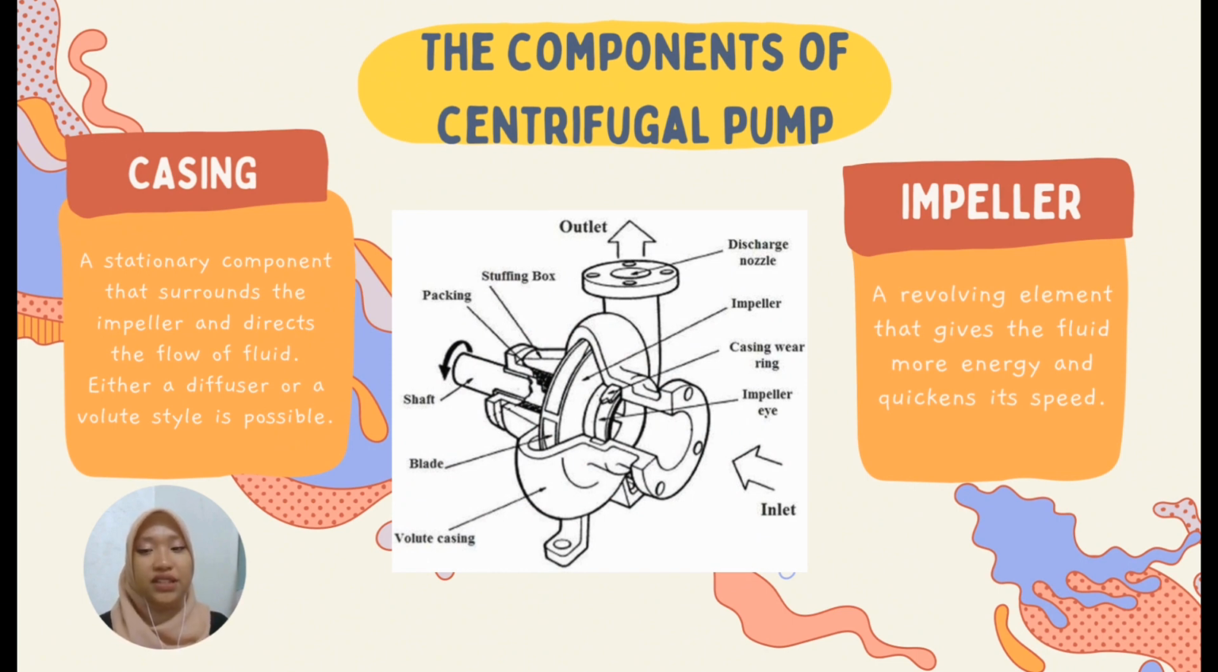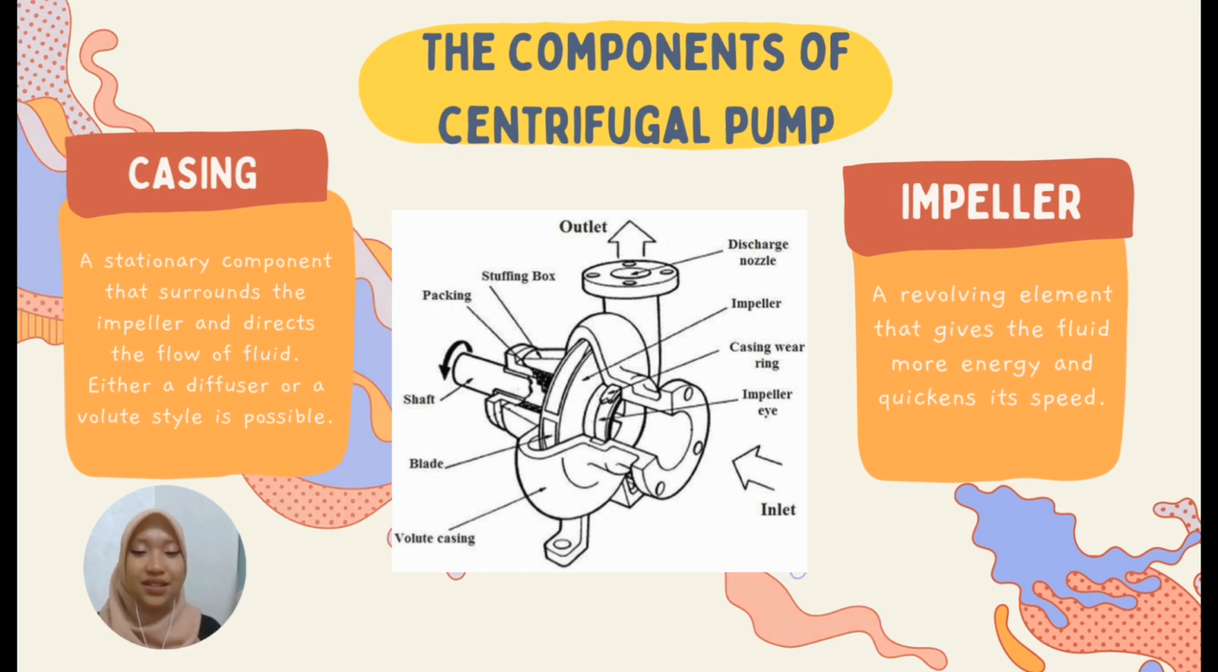The first component that I will be explaining is the casing. What is casing? Casing is a stationary component that surrounds the impeller and directs the flow of fluids. Either a diffuser or a volute style is possible. So what is impeller? Impeller is a revolving element that gives the fluid more energy and quickens its speed.